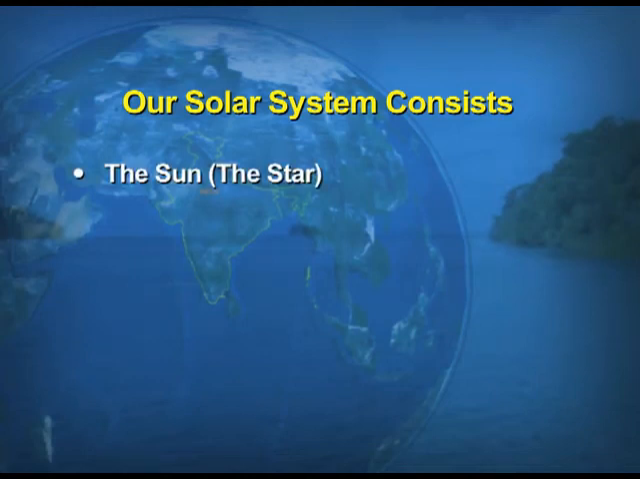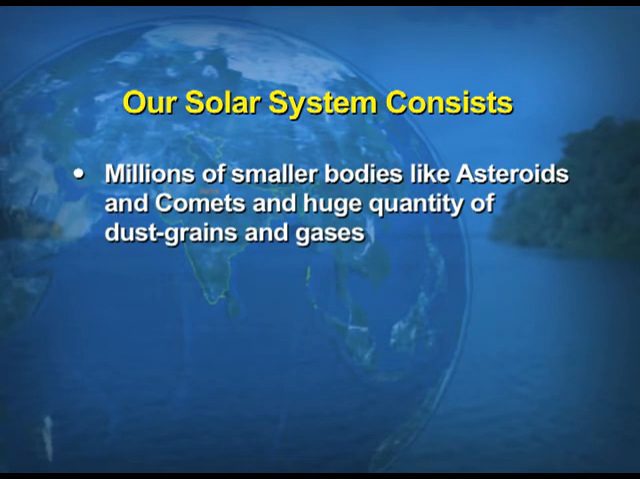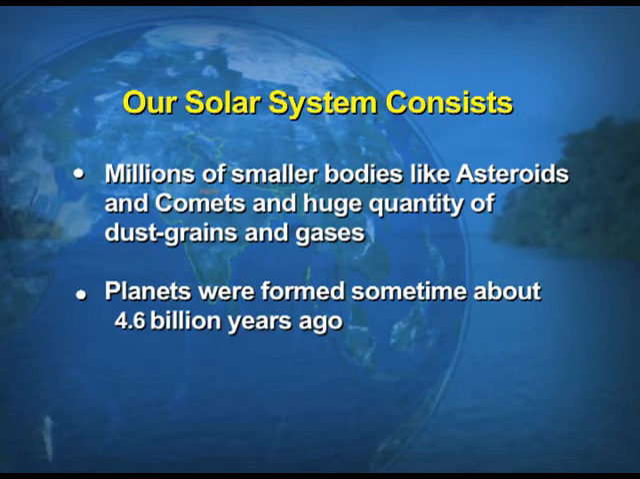Our solar system consists of the sun, the star about which we talked just now, the 8 planets, almost 63 moons, millions of small bodies like asteroids and comets, and a huge quantity of dust, grains and gases. The planets were formed some 4.6 billion years ago.